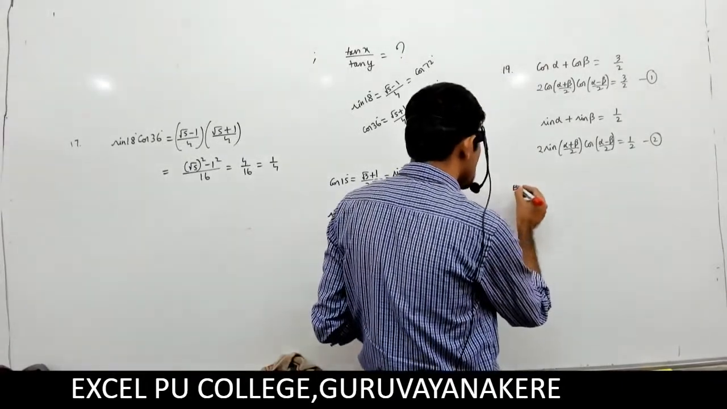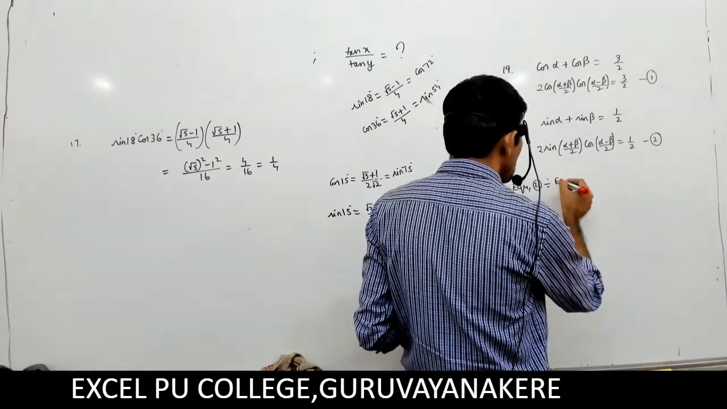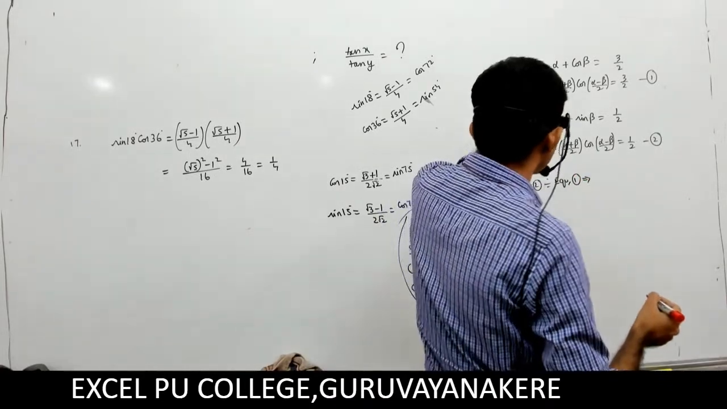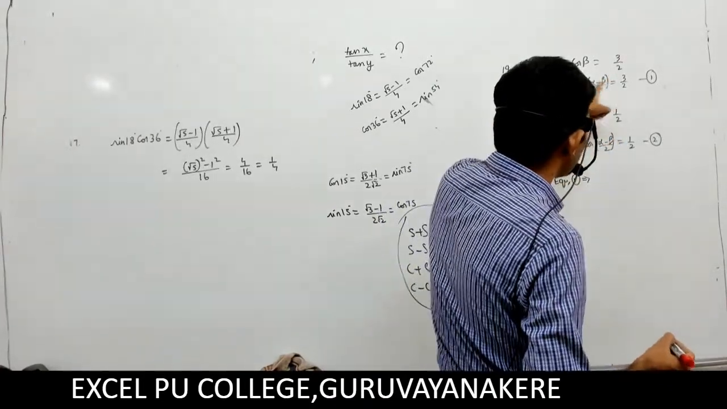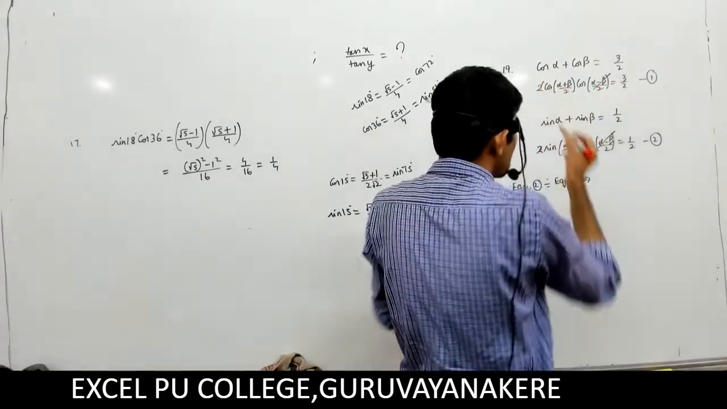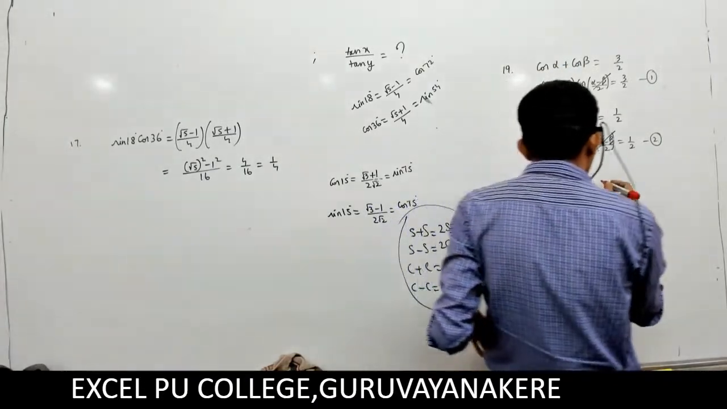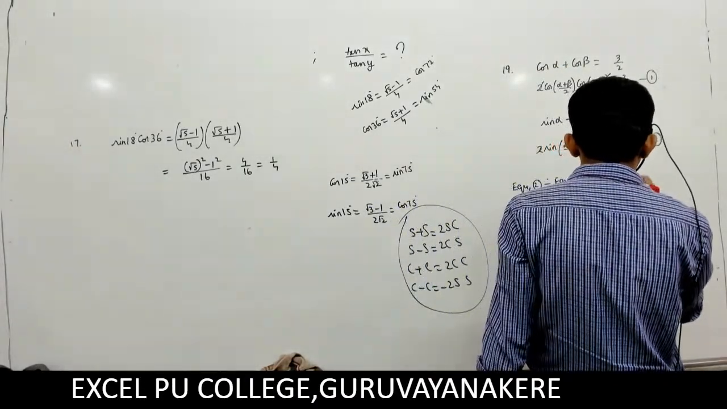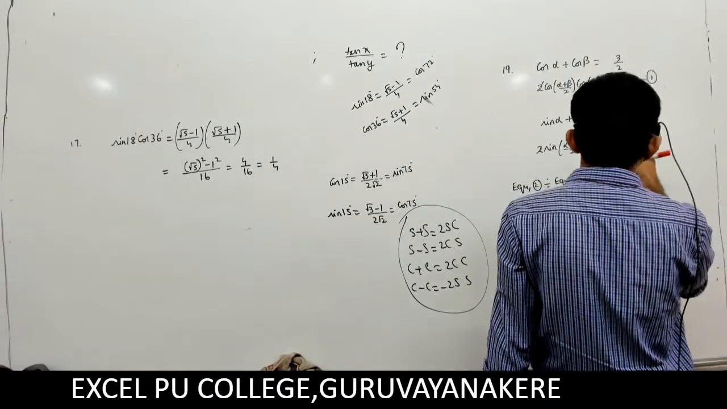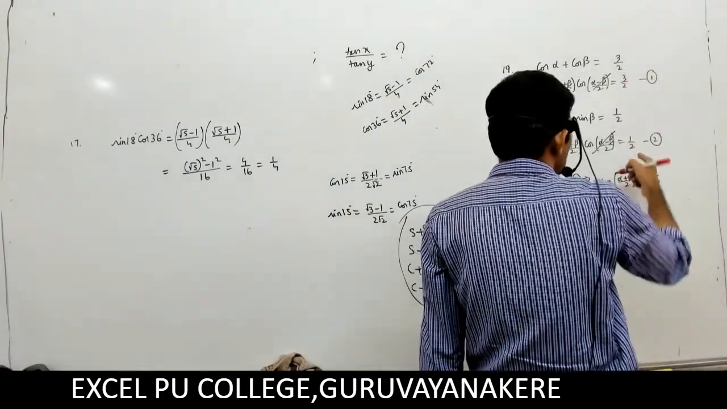When you divide equation 2 by equation 1, what do we get? Cos of alpha minus beta by 2 cancels. Correct? This will cancel, 2 cancels. Sin by cos is tan. Tan of alpha plus beta by 2 is equal to 1 by 2 divided by 3 by 2, that is 1 by 3.